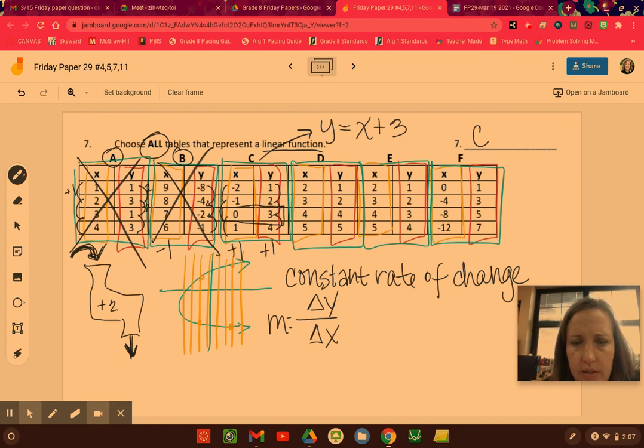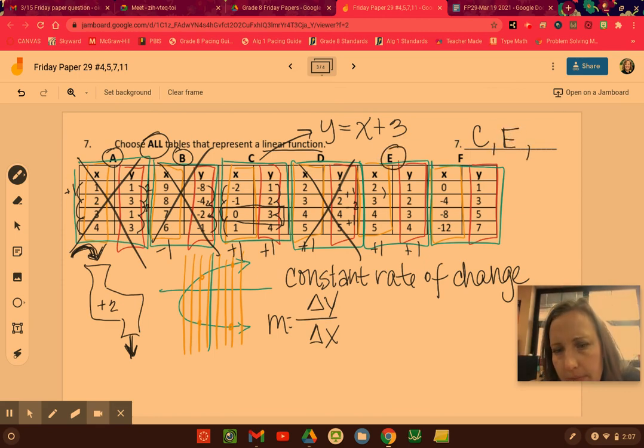Okay, let's go to D. 2, 3, 4, 5. Those are all plus 1. 1, 2, plus 1. 2, 4, plus 2, plus 1. See how that's not constant? So we're going to exit that one out. Let's do E. 2, 3, 4, 5. Those are plus 1. 1, 2, 3, 4, plus 1, right? And so we have a slope of 1 here, and it is a constant rate of change. So we're going to select E.